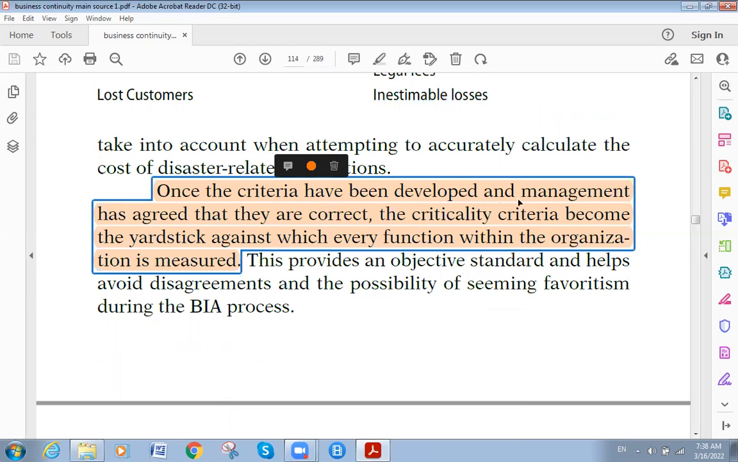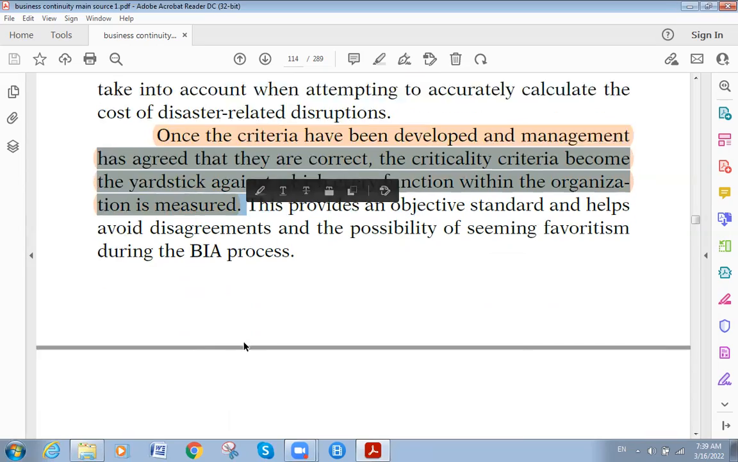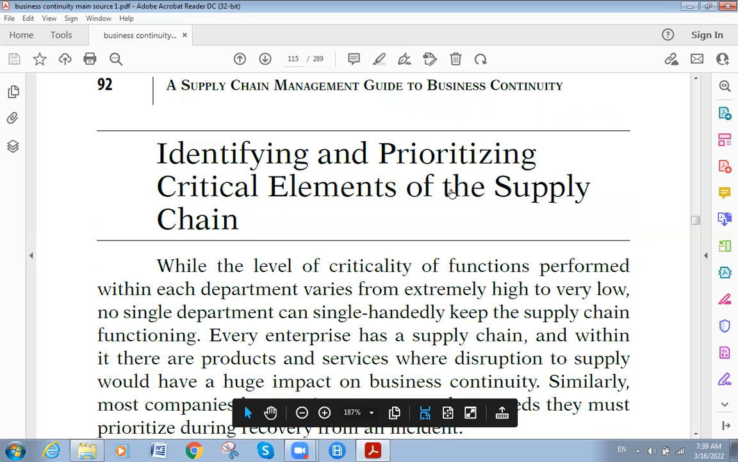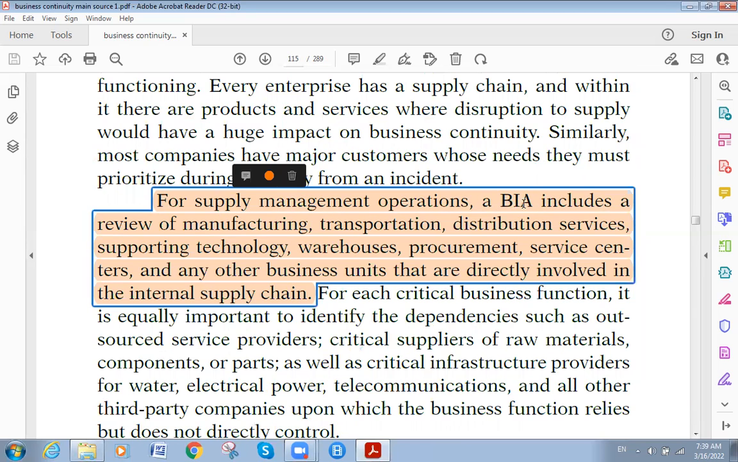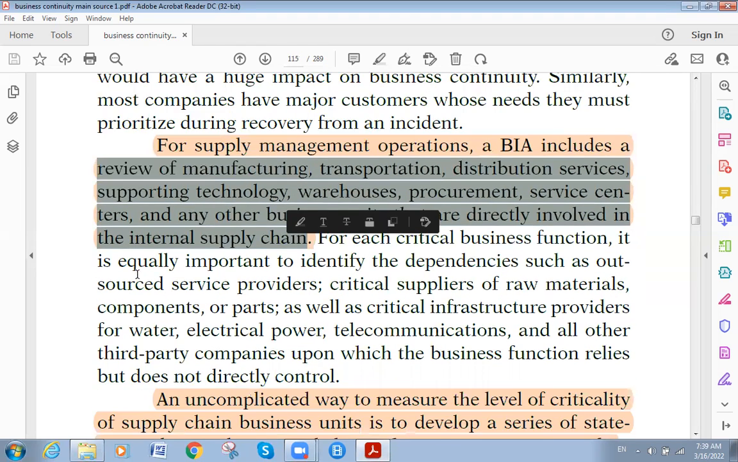Once the criteria have been developed and management has agreed that they are correct, the critical criteria become the yardstick against which every function within the organization is measured. Okay. To identify and prioritize the critical elements of the supply chain for supply management operations, a BIA includes a review of manufacturing, transportation, disruption, service supporting technology, warehouses, procurement, service centers, and any other business units that are directly involved in the internal supply chain.